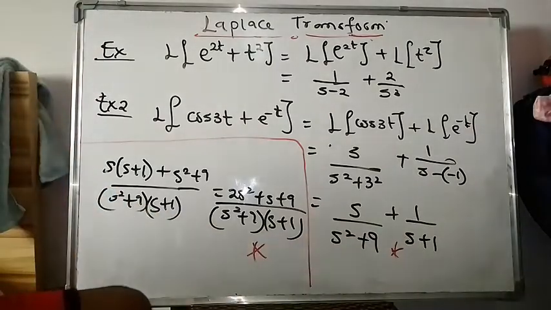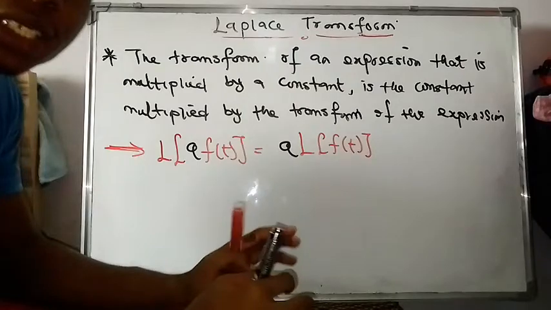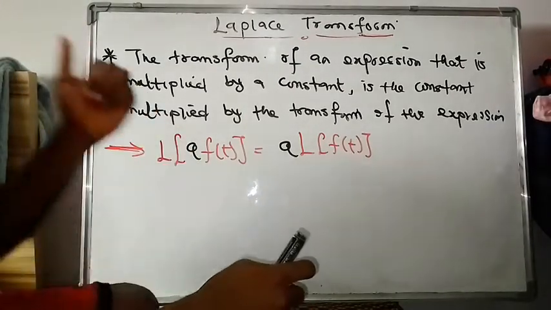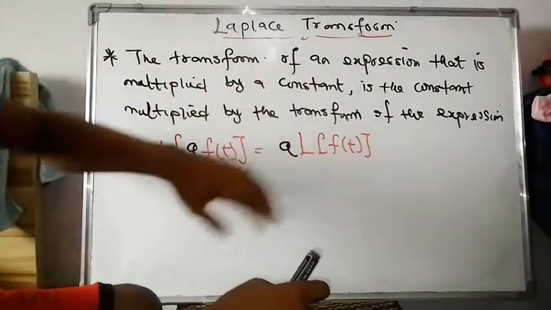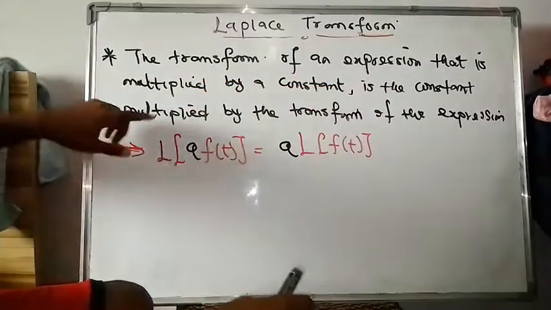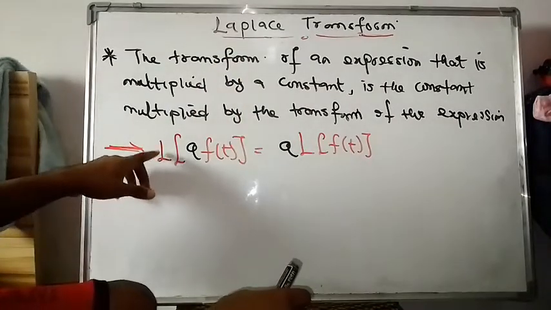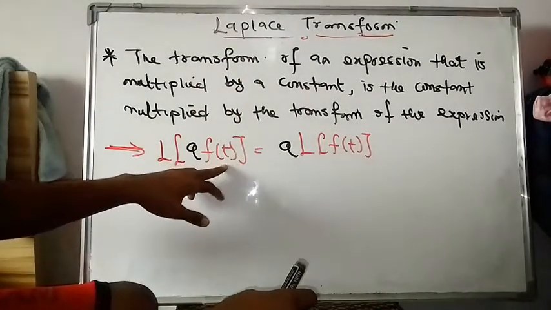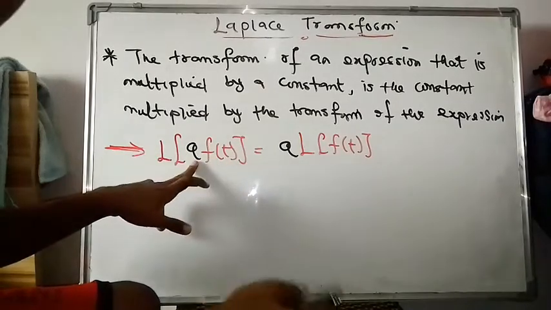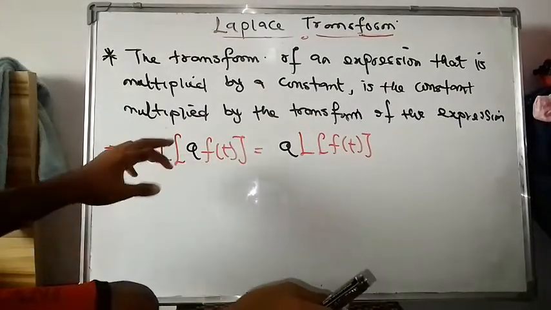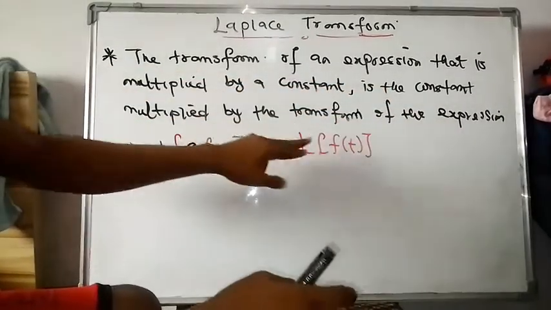So now let's take our second rule. The second rule says the transform of an expression that is multiplied by a constant a is the constant multiplied by the transform of the expression. This is the transform of this expression, but the expression is multiplied by a constant a. A can be any number. So it says it is the constant multiplied by the transform of the expression.